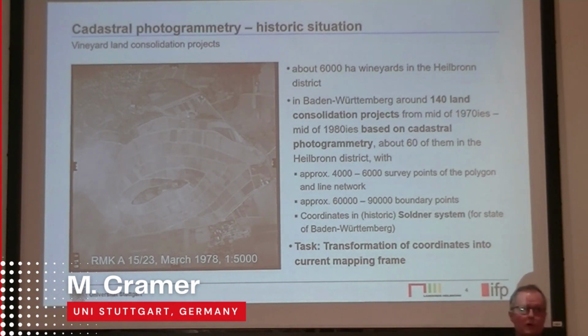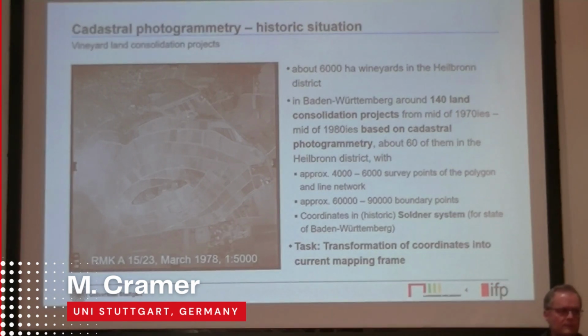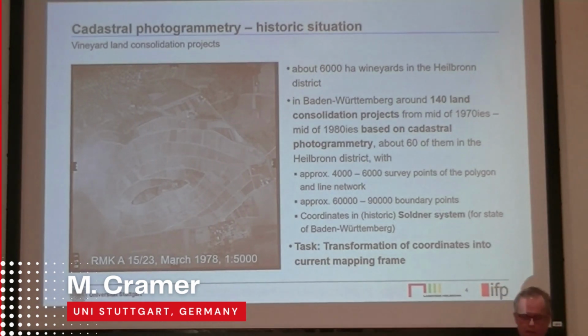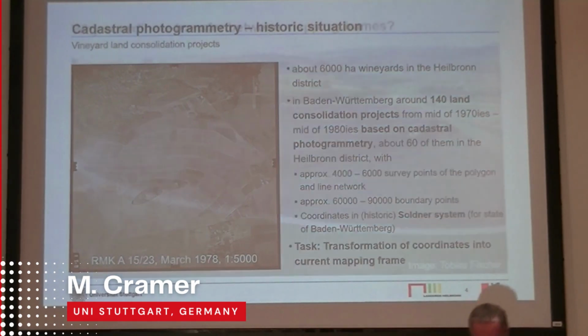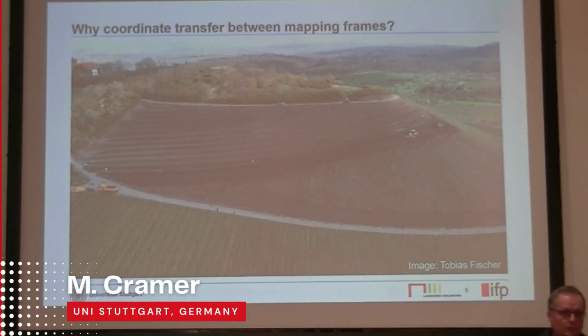And these points were all coordinated in the old historic Soldner coordinate system, which was the standard for Baden-Württemberg at that time. We have now switched to UTM coordinates, and there is also a rule that all the corner points, the border points, have to be delivered in this coordinate frame. So there is a need for transformations from the old coordinate frame into the new one. And there are also other reasons why this is necessary.